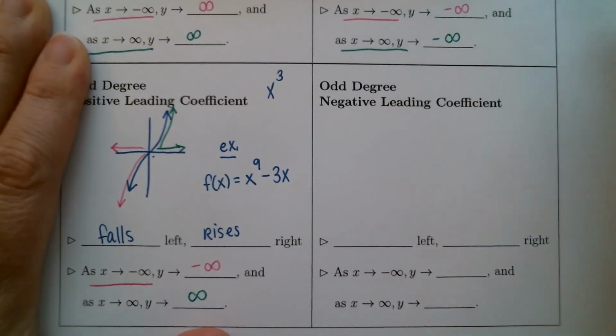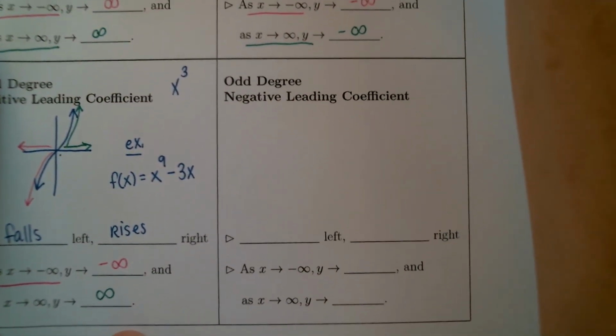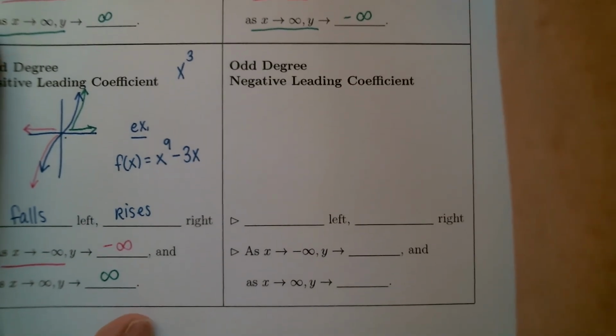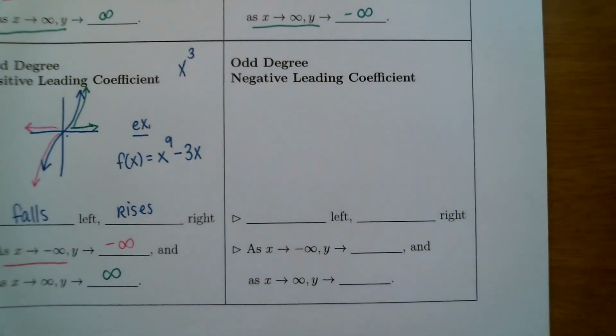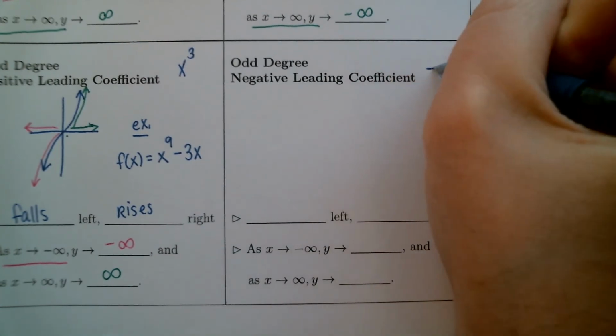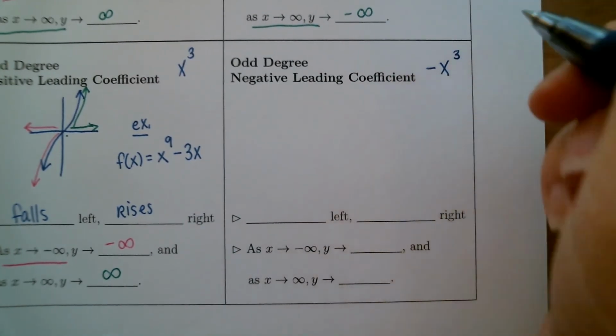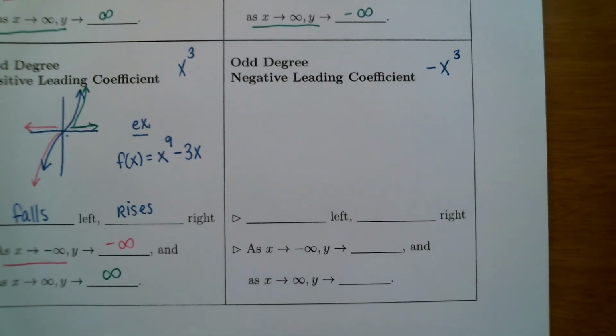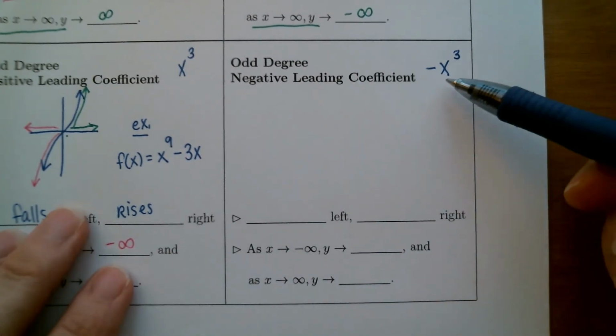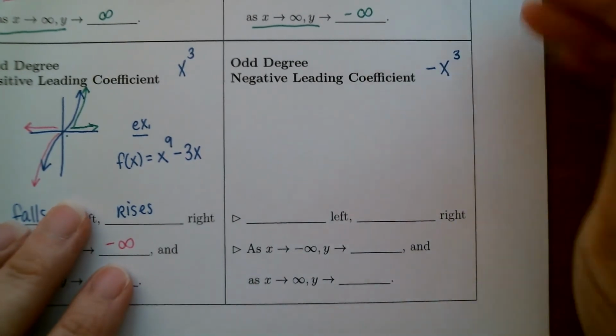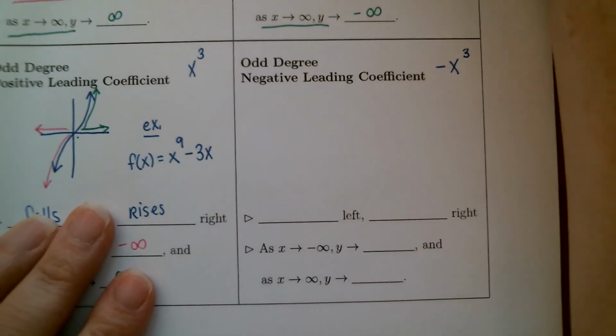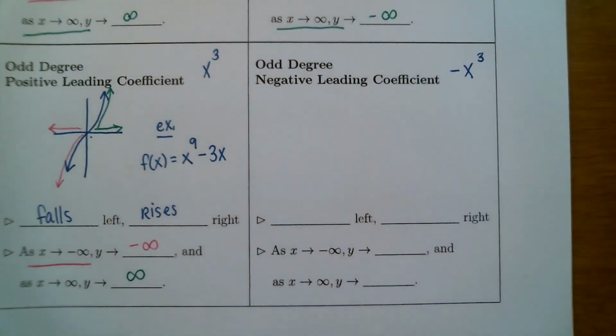All right, last case. You could have an odd degree polynomial with a negative leading coefficient. Again, think basic. Negative x cubed. So what is the graph of this guy going to look like? Well, it's x cubed. You put a negative out front, x cubed is going to be reflected about the x-axis.